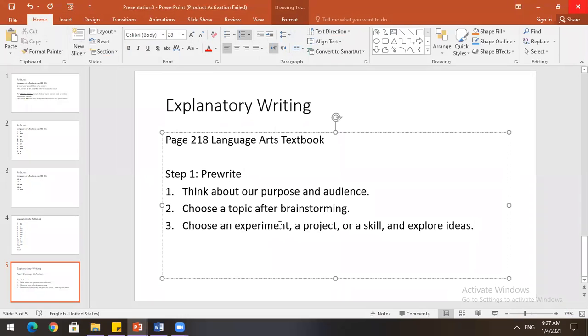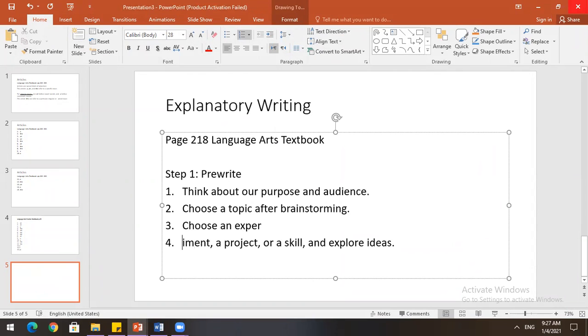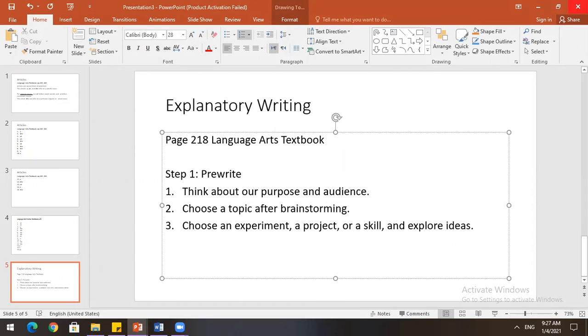Pre-write. So the third step of pre-write is to choose what we are going to do. After brainstorming, we're going to come up with something, and then we'll explore ideas that fall under it. You can see this on page 218 under the clipboard, how to make frost. So here are the list of steps that she will use to explain how you can make frost. And then finally, what we're going to do is organize our ideas.